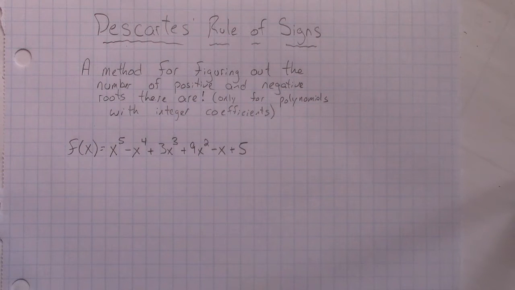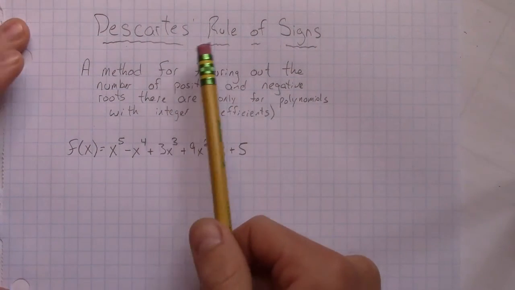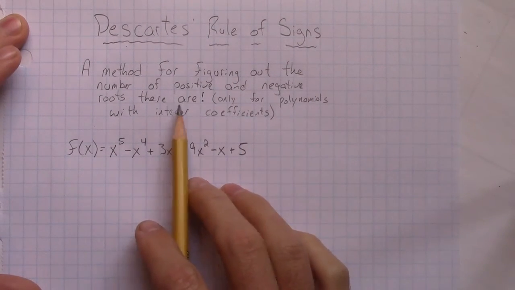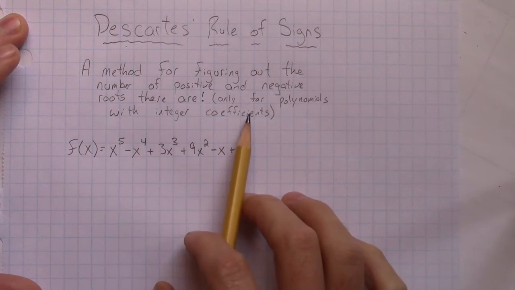So you're just going to figure out how many positive and negative roots there are in a polynomial. And that's exactly what this rule does. Descartes' rule of signs, it's a method for figuring out the number of positive and negative roots there are, but it only works for polynomials with integer coefficients.